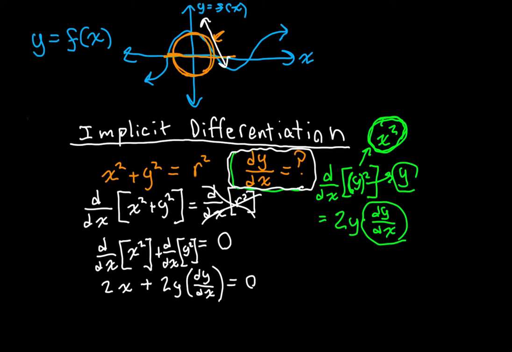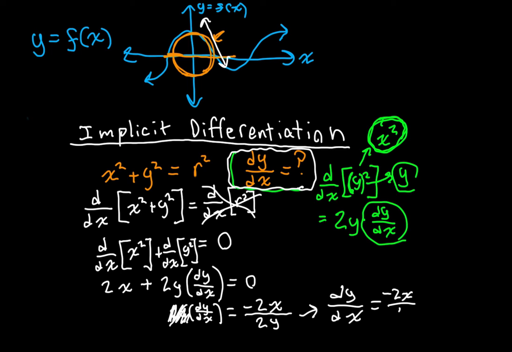So we can switch this around now. We can say that 2y times dy dx is equal to negative 2x. I'm just subtracting 2x from both sides, and then I'm going to divide both sides by 2y. There we go. And we get that the derivative of y with respect to x is equal to negative 2x over 2y. Or those 2's can cancel out, and we just get negative x over y.